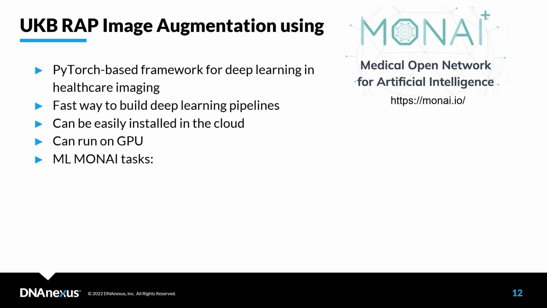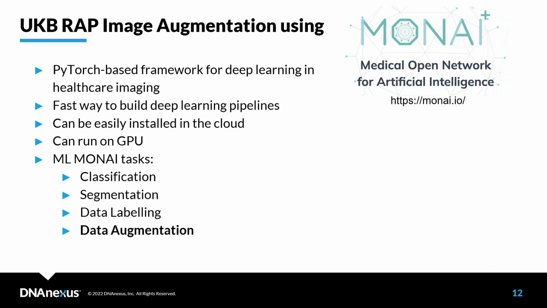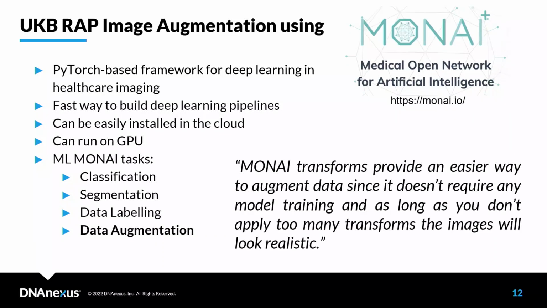And what are the basic MONAI tasks? It's classification, very well known in the deep learning space. It's segmentation. It's data labeling, yeah. And in this case, it's data augmentation. So more specifically, what you can do with MONAI in terms of data augmentation, you can, for specific cohorts with, let's say, a very, very limited sample size, it could be cohorts for Parkinson's disease or Alzheimer's disease or other aging or other neurological disorders, you can then enlarge your data set and prepare more training examples to even improve your models and their training. So in this case, MONAI transforms provide an easier way to augment data, since it doesn't require model training as long as you don't apply too many transforms. So then, as a result, images will look realistic.